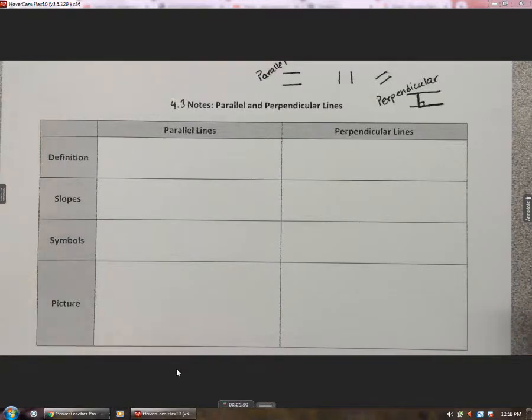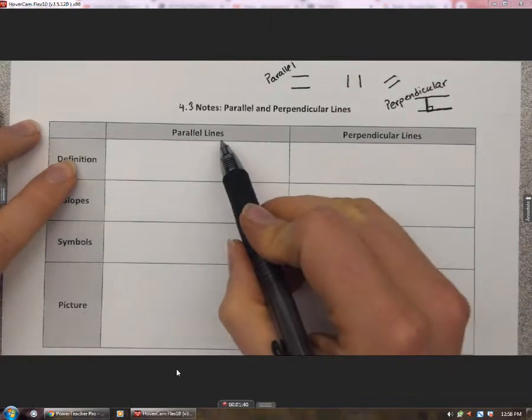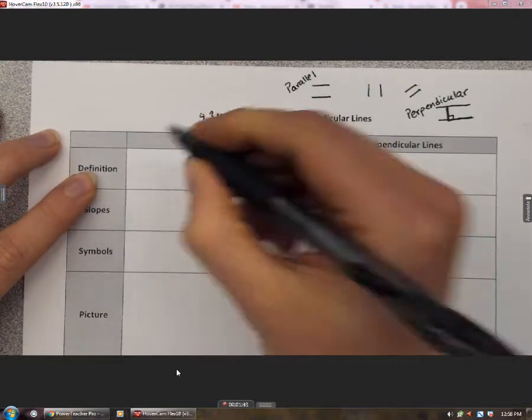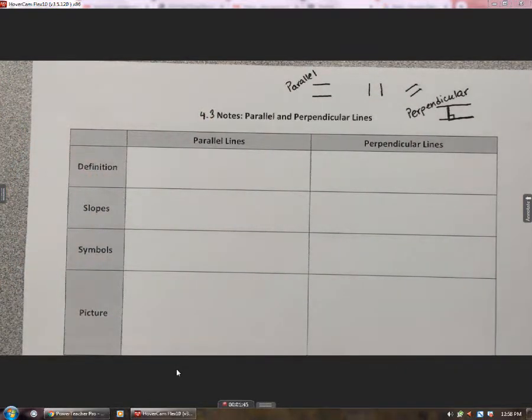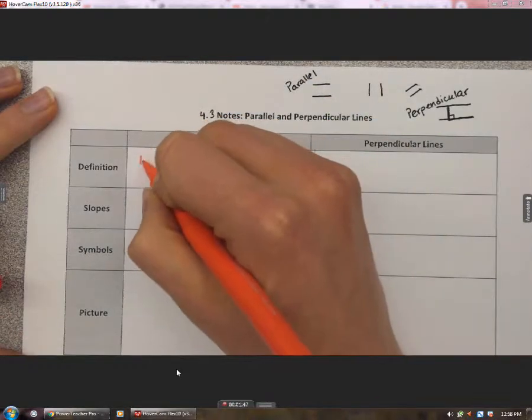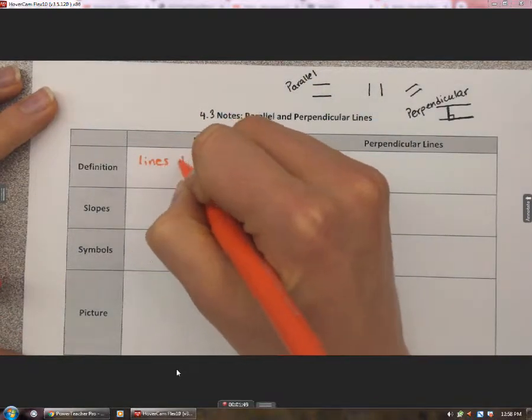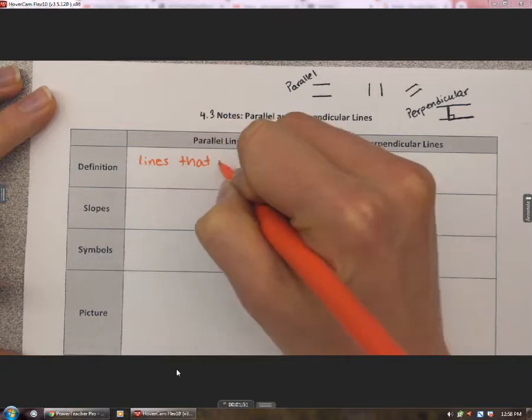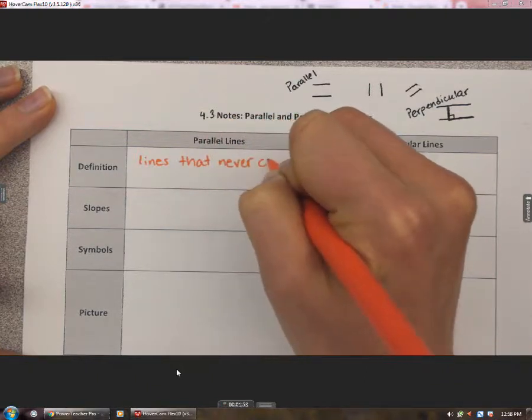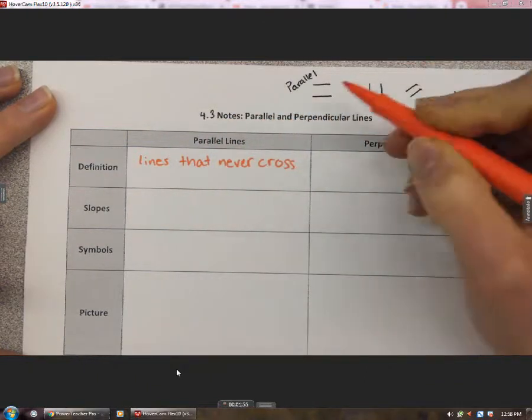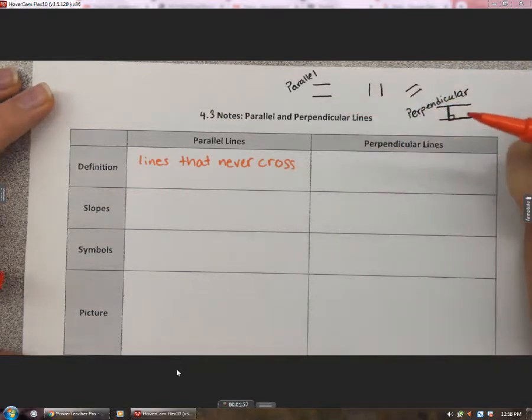We've been working on linear equations, finding equations. Today we're going to make equations for parallel and perpendicular lines. So there's some unique properties I'm about to show you. Parallel lines, a definition, some of you know this already, are lines that never cross. If you extend them out in either direction forever, they'll never touch.